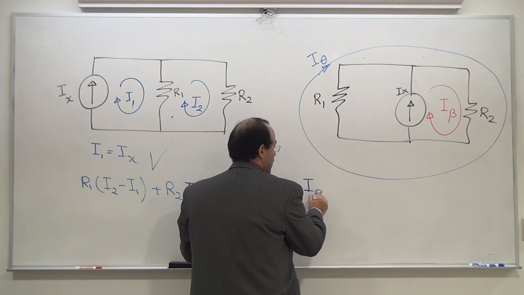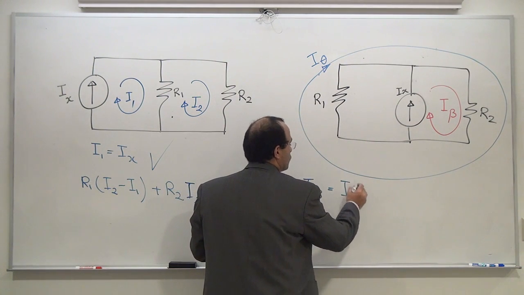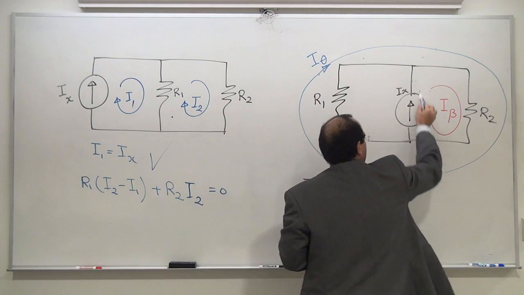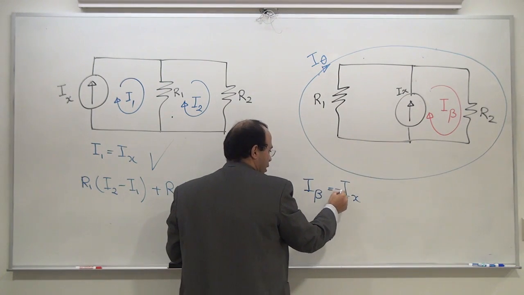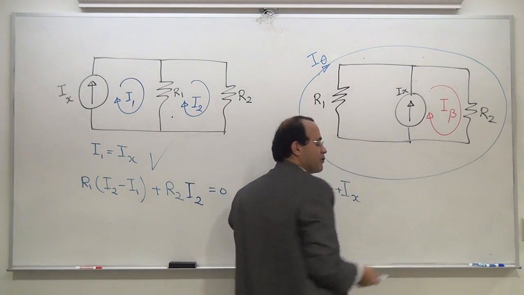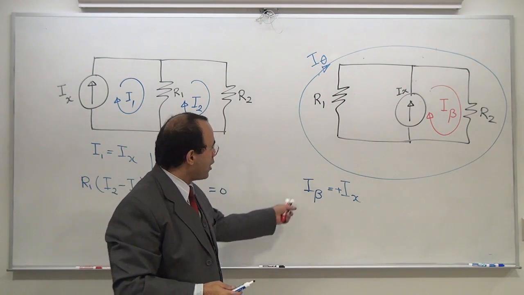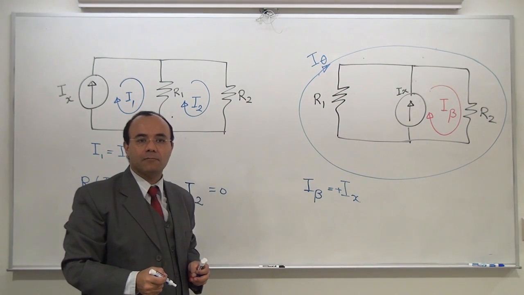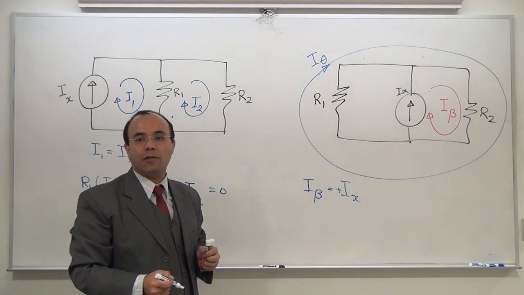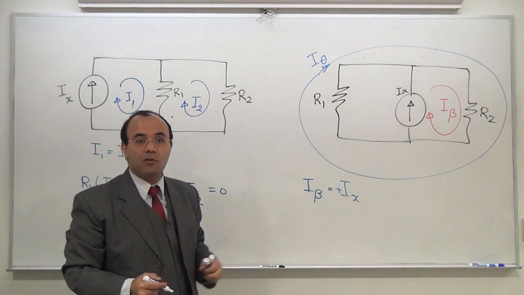I beta is equal to Ix, which is known, 10 amp. They are in the same direction, and therefore I'm going to say it's plus. If they were in the opposite direction, they would be minus. I just found I beta. I have one more equation to write, and that would be the big loop.